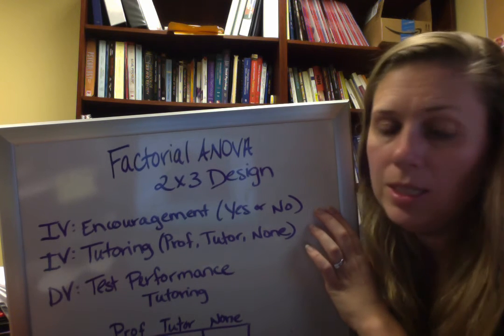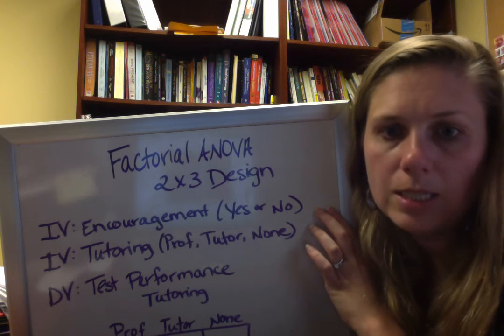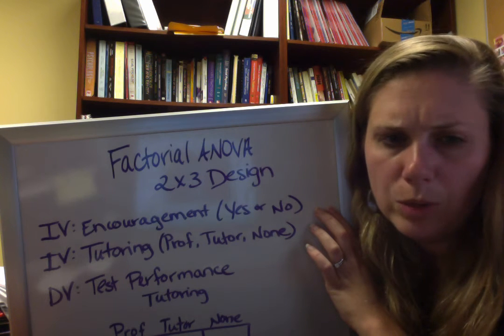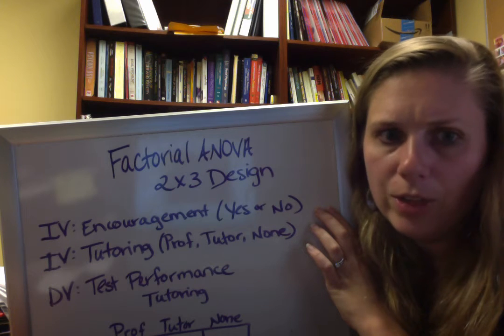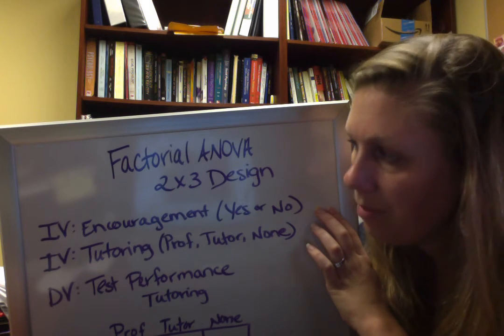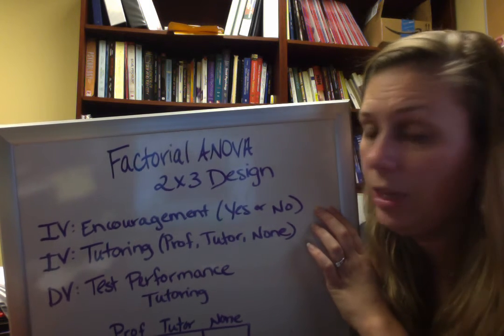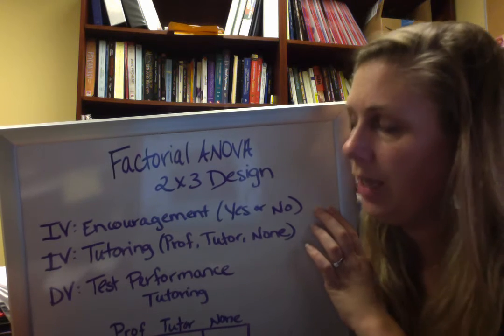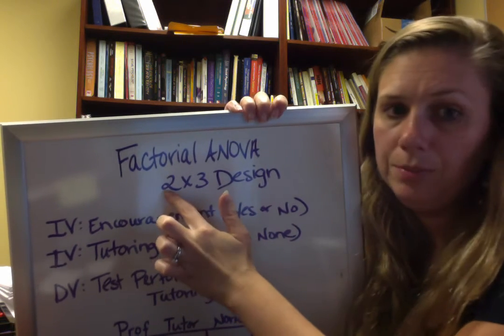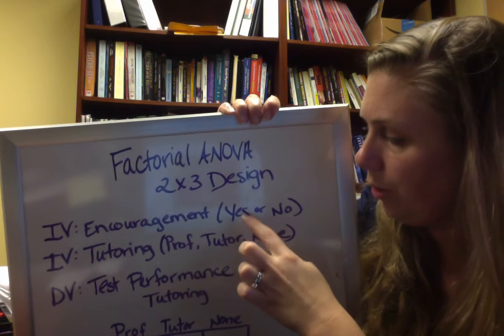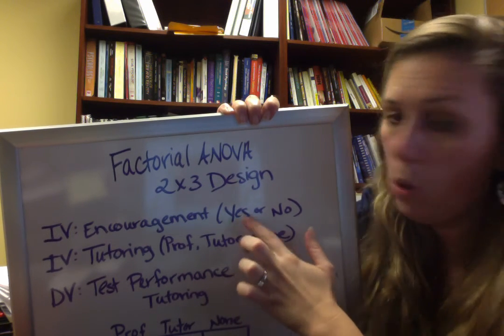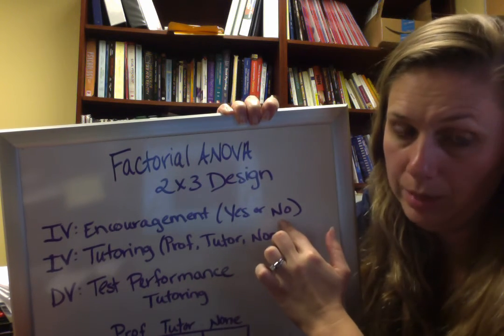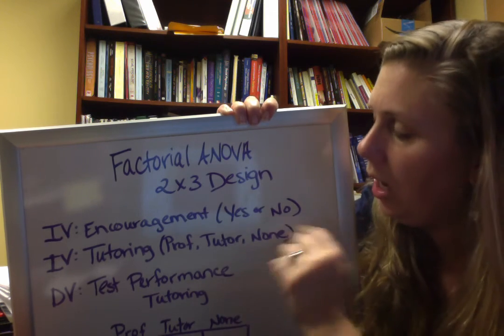Okay, but an interaction is a little more complicated because it involves both independent variables and their effect together on the dependent variable. In this particular example, I've decided that encouragement is going to be my independent variable that has 2 levels. So people are coming in and they're going to be encouraged or not. Okay, so yes or no.